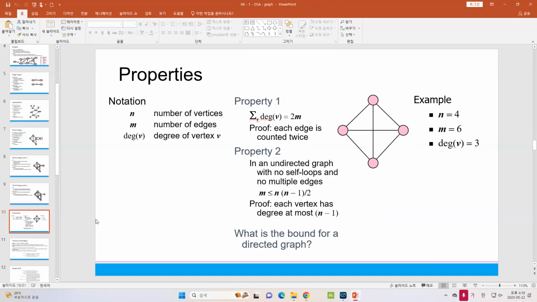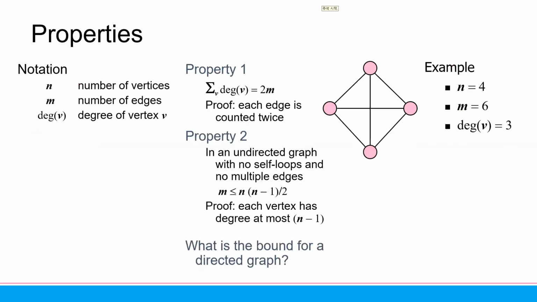Now, we will have the properties. Let n be the number of vertices, and let m be the number of edges. And then we want to see the degree of V. The degree of V means the degree of the vertex V. So we have this graph. Property number 1 is that the summation of the degree of V is 2 multiplied by m.